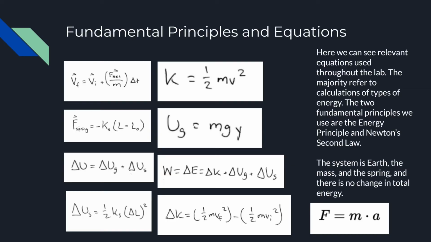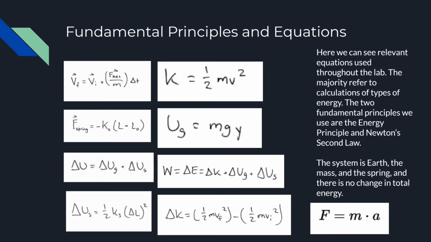Here you can see the fundamental principles and equations that I used in this lab to calculate the values needed to complete the simulation. The majority of these pertain to the forces used within this lab, specifically the calculation of the kinetic, potential, and spring potential energies, and the changes of these energies. You can also see Newton's second law, where force is equal to mass times acceleration, as well as the velocity update formula and the energy principle, where the change in energy is equal to the work done on or by the system, which is equal to the sum of the change in kinetic, potential, and spring potential energies.